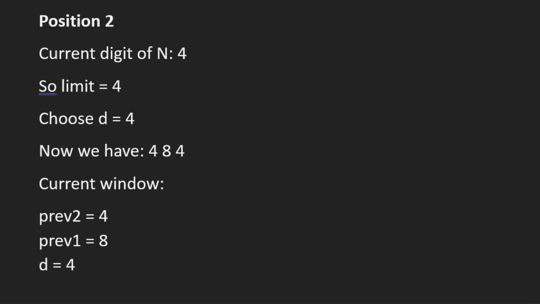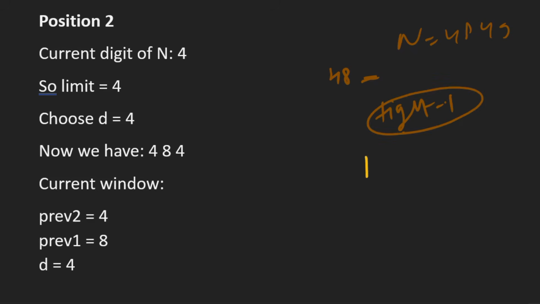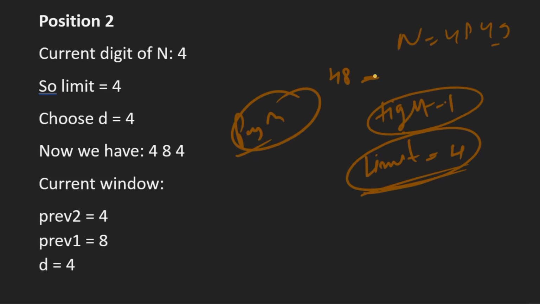Then we have moved to position 2. Our n is equal to 4849, and till now we have chosen 48, and we have to choose for position 2. Our tight value is equal to 1, that means our limit should be the digit that we have there, that is 4. So limit is equal to 4, right? So now suppose we choose 4 over here. At position 2 also, we have chosen 4, right?